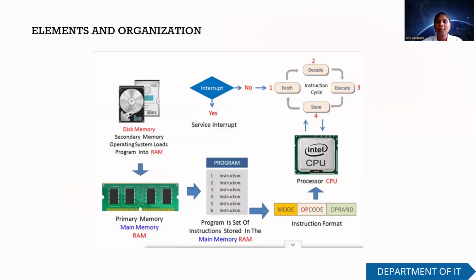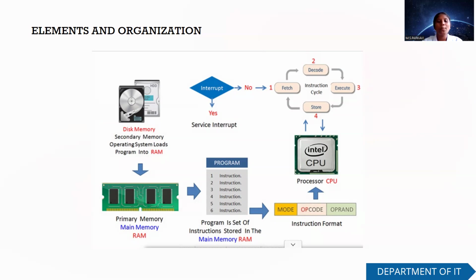This diagram represents the elements of organization and how the elements are processed and organized in the form of a structure. So this is the main concept for elaborating the operating system. These consist of many components. First one is disk memory. Disk memory is nothing but the secondary memory of operating systems. It is used to store a program into the random access memory.